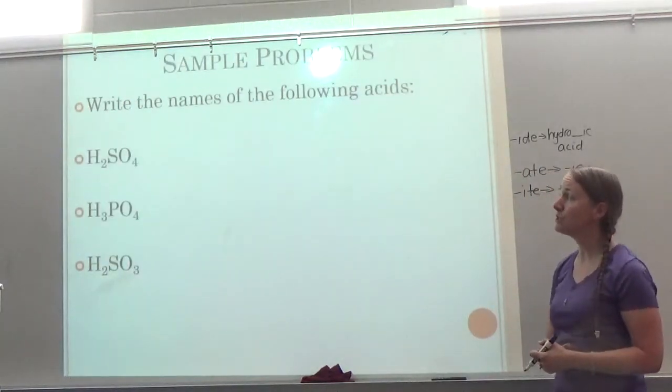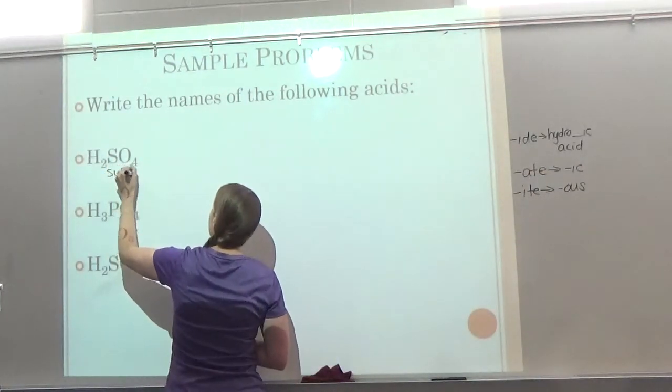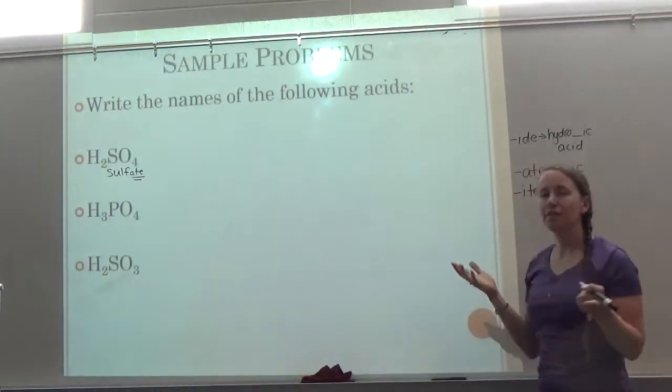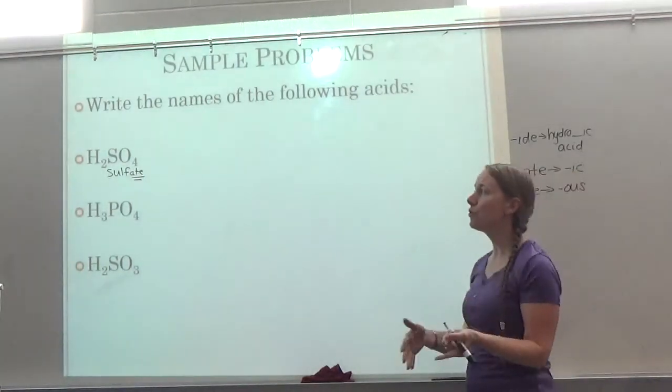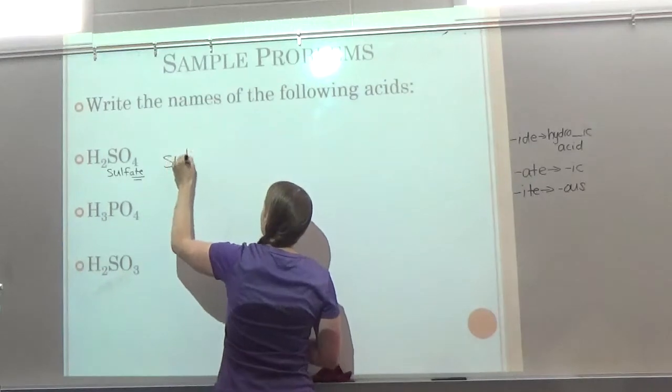So we have H2SO4. SO4 is on your polyatomic ion sheet. It's sulfate. So that's an "ate" ending, so I'm going to change it to "ic". Now a lot of you are going to think it becomes sulfic acid, but it actually becomes sulfuric acid. And it's okay if that's a little confusing in the beginning.